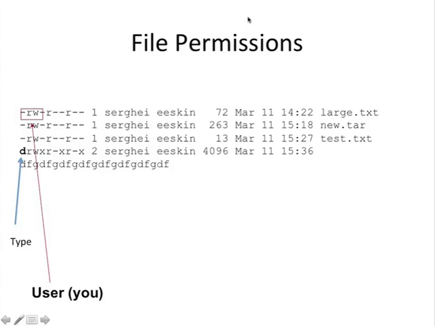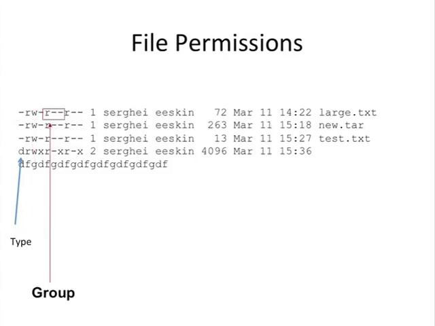Then you have, it should be shifted a little bit, exactly R, W, and a dash. So you do have the permission to read and write for yourself, and then you don't have the permission to execute. As it comes to your group, that will be only reading permission, and the same for the rest of the world.